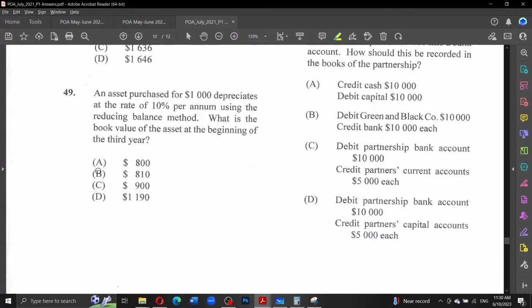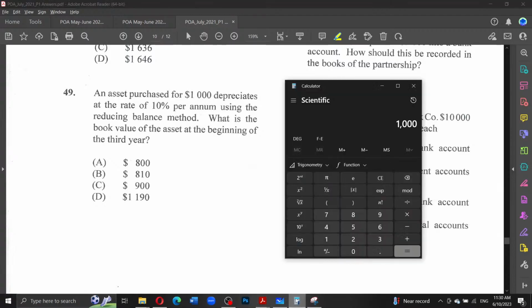An asset was purchased for $10,000, depreciated at a rate of 10% per annum using the reducing balance method. What is the book value of the asset at the beginning of the third year? Like I mentioned earlier, the beginning of the third year is technically the end of the second year. The asset decreases by 10% in the first year, so this here is the net book value for the first year, but we're asked to find it for the second year. So 900 reduced by 10% means that you multiply it by 90% and you'll get the book value, and that there is $810.